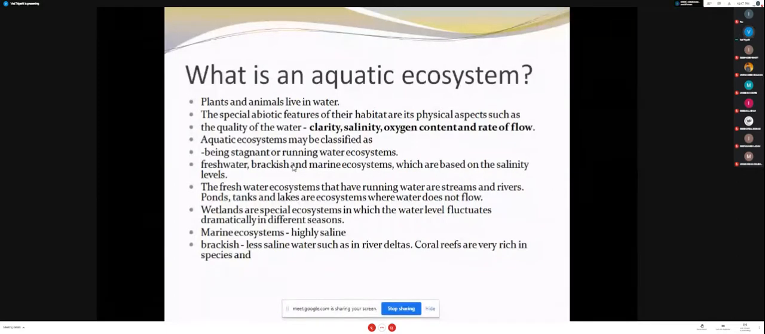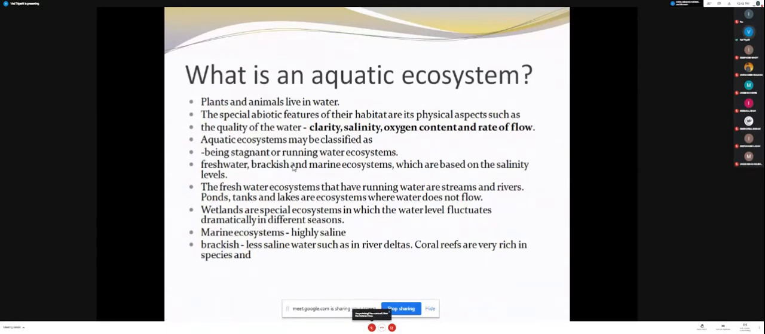The freshwater ecosystems have streams and rivers, and the stagnant water ecosystems are the ponds, tanks, lakes. Then there are wetland ecosystems. Wetland ecosystems are special types of ecosystems in which the water level fluctuates dramatically in different seasons. So when there is rainfall, these wetlands absorb a large quantity of moisture inside the soil such that they act as a sponge, right? So they regulate the flow of water from these areas. So wetlands are also important ecosystems.